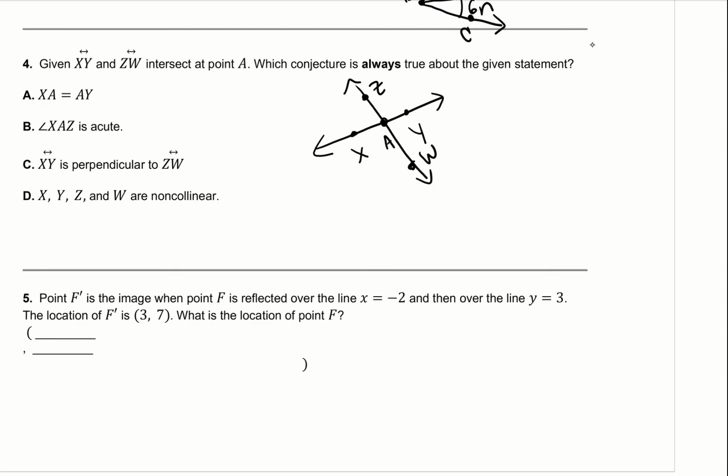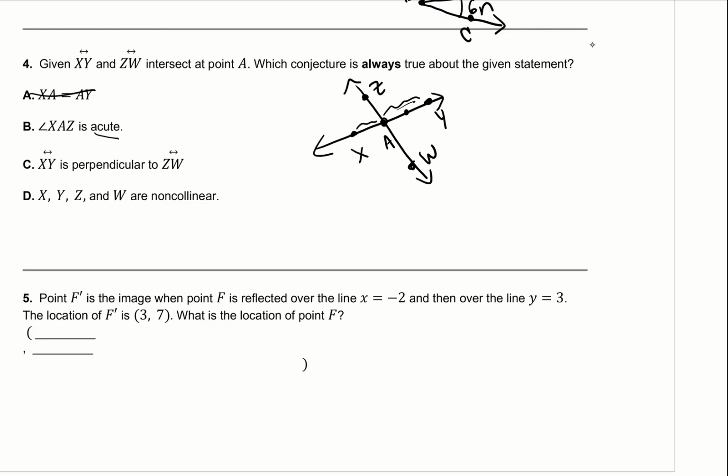Well, no, in this case it looks like they're the same, but they could have easily been far apart, right? So for example, I could have easily put point Y over here, and then those distances will no longer be the same. Okay, so it doesn't matter where X and Y are, this is still going to be line XY, all right? So this is not going to be true. Angle XAZ is acute. Angle XAZ, in this case acute, remember an acute angle is less than 90 degrees.